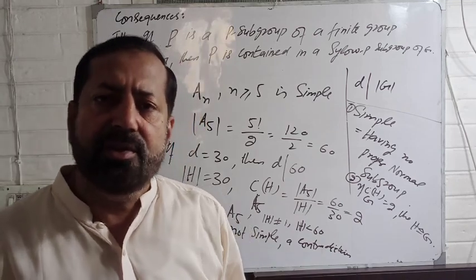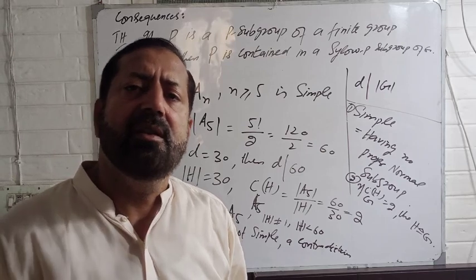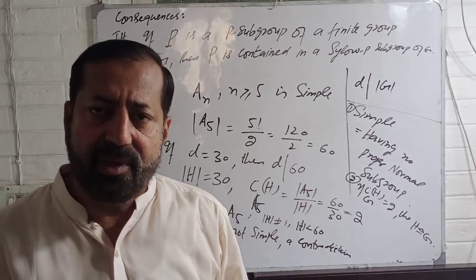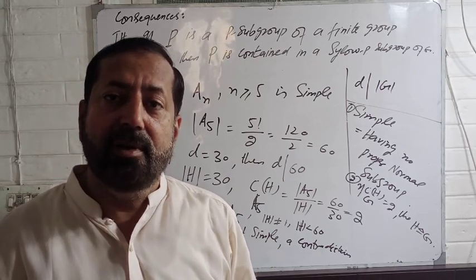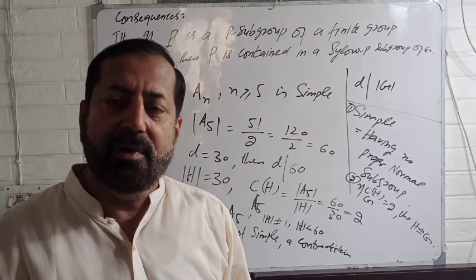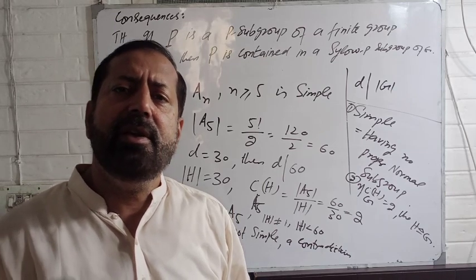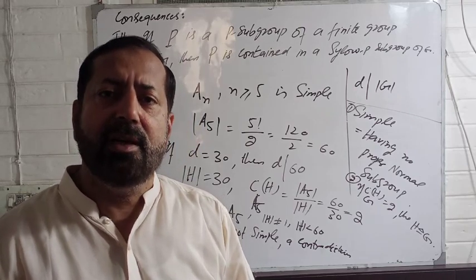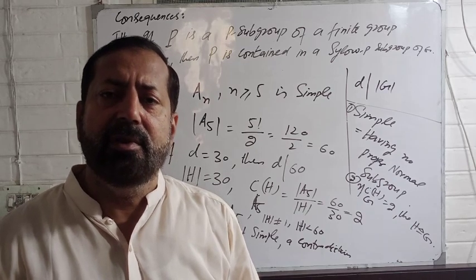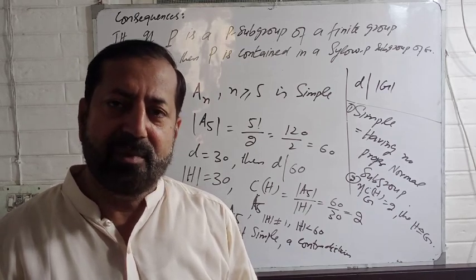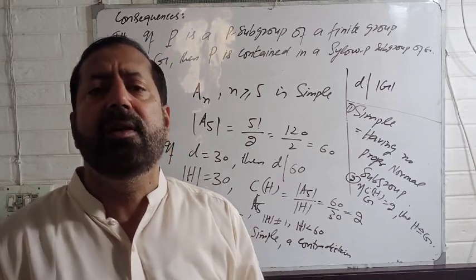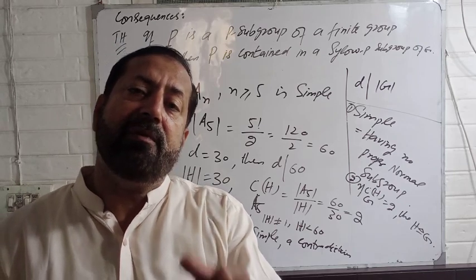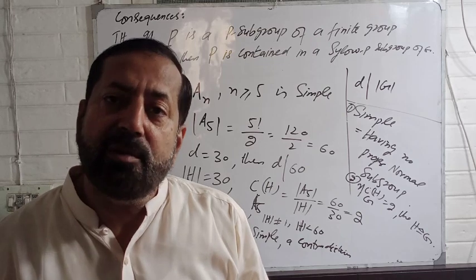Of course, it is not always the case that if d is a divisor of the order of a finite group G, then G has a subgroup of order d. But in a cyclic group, you remember, we have learned that if d is a divisor of the order of a cyclic group, then that cyclic group always has a unique subgroup of order d. It has exactly one subgroup of order d.